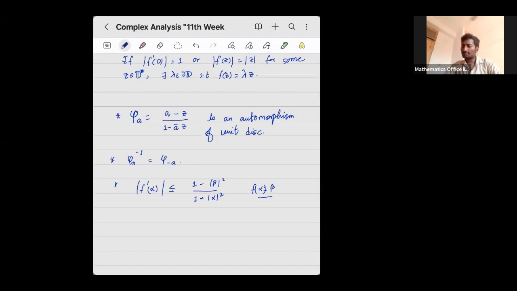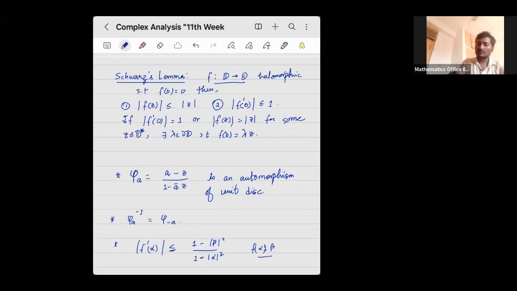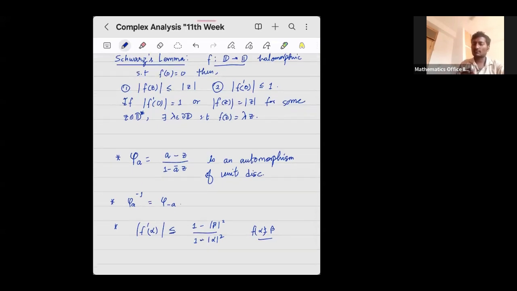What more? Equality happens in the second scenario, when f of z is equal to lambda z, where the modulus of f prime at 0 is exactly 1. In those scenarios, this becomes an equality.